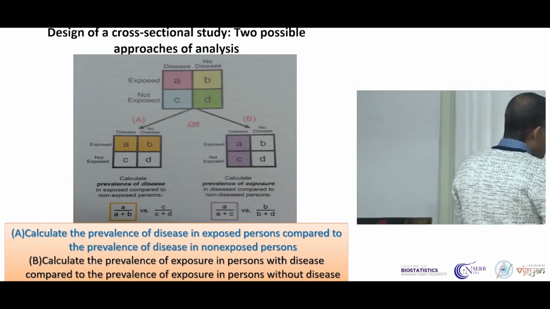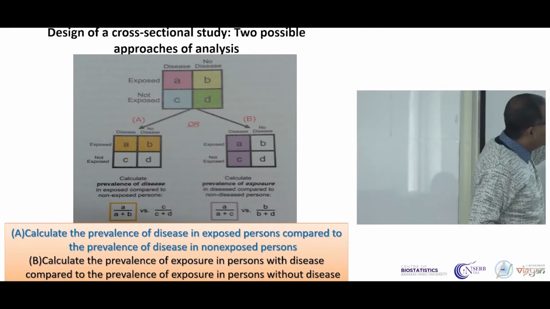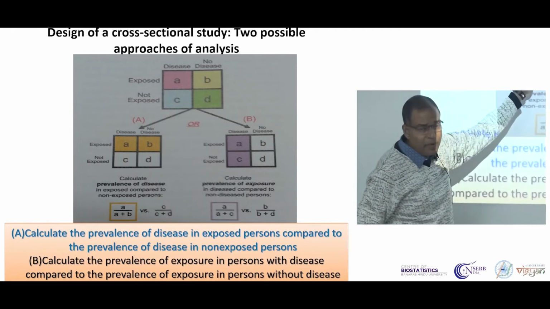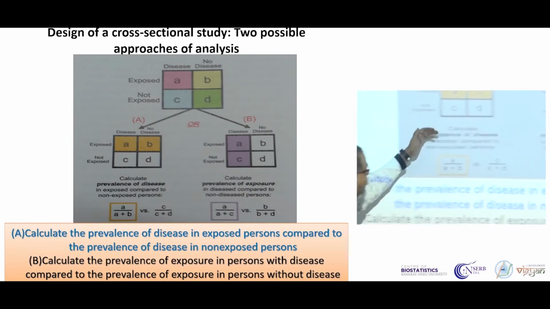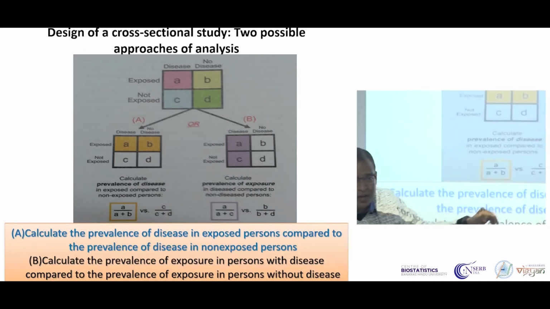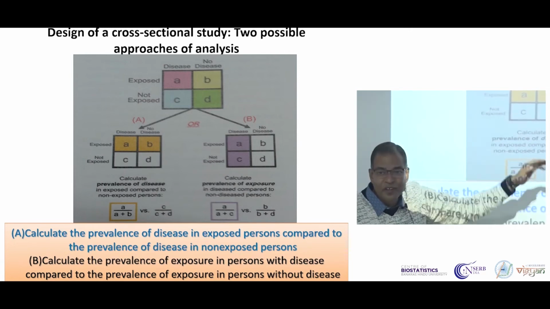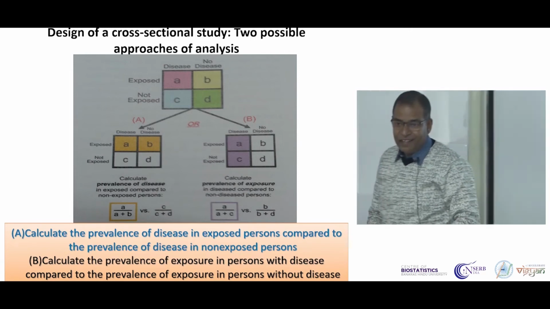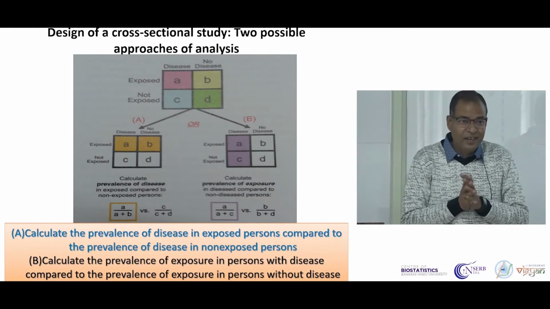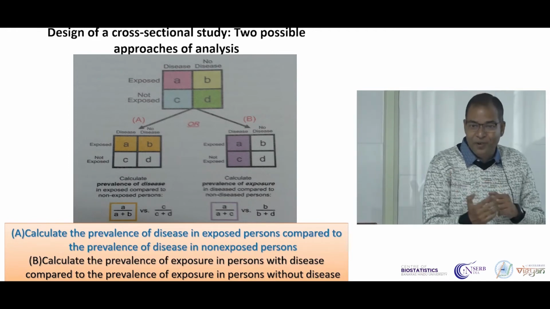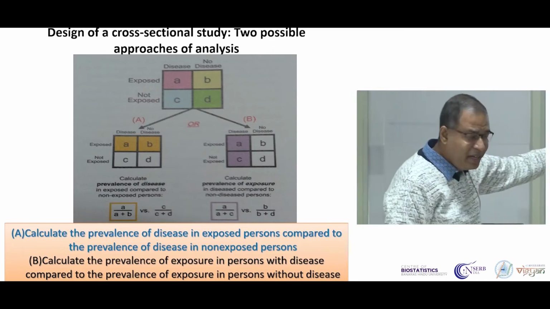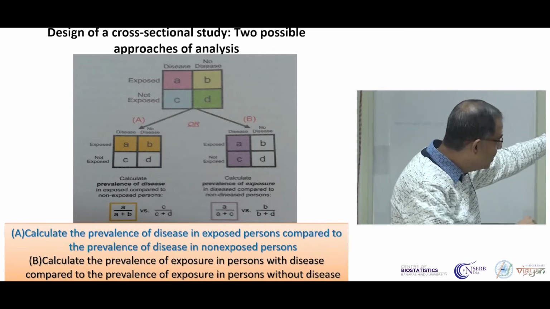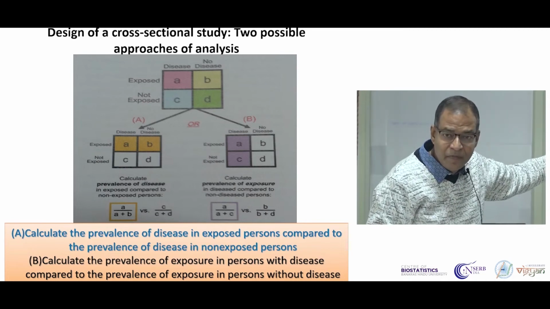If I am interested to see, out of the diseased, how many of them are exposed, then I have to do the column percentage. If I want to see, out of the exposed, how many of them are diseased, then I have to go for the row percentage. Am I clear? Think about it twice again. It can be either column-wise, as you see in B, or row-wise, as shown in figure A.